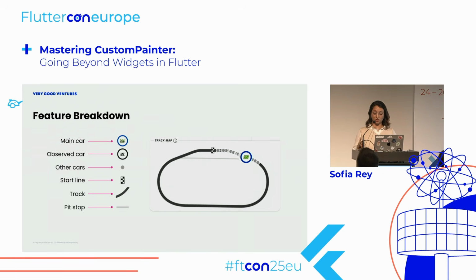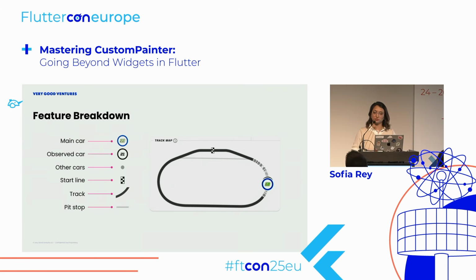So in order of layers, what we have to show is the main car, the observed car, which is, I think, below the main car in the video. That's maybe why you don't see it all the time. And then we have the other cars, which are the gray circles, the start line where the race starts, the track, and the pit stop.